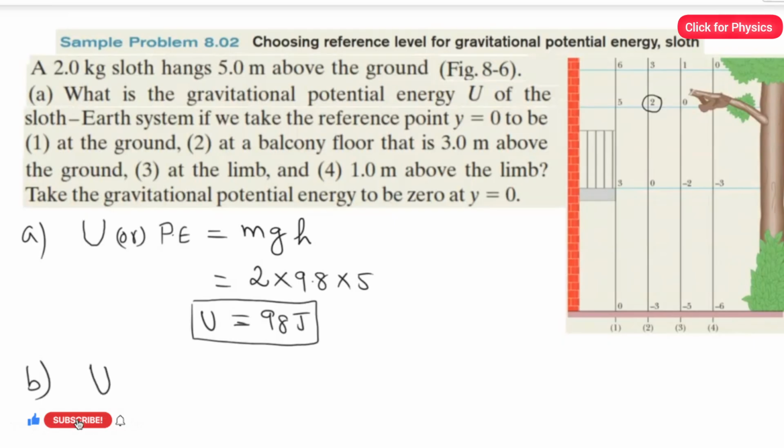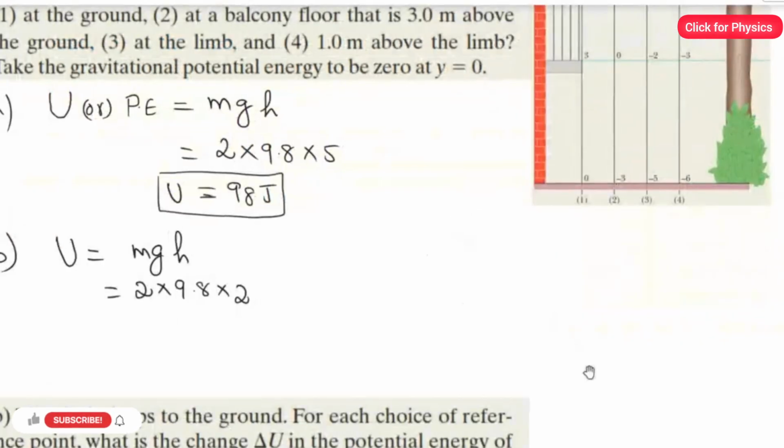So we have to use the same formula U, which is equal to mgh. So now I'm going to substitute the value. The sloth mass is 2 kilogram. Multiply the gravity, acceleration due to gravity is 9.8, and the height with reference to this reference point of the balcony, which is 0, so exactly 2 meters. So we have to consider the height here is 2 meters, and then we got the answer. I have to multiply. When you multiply these, what answer I got? 39.2 joules.